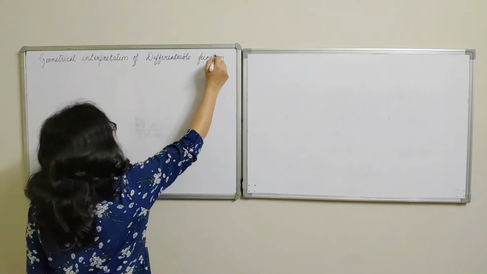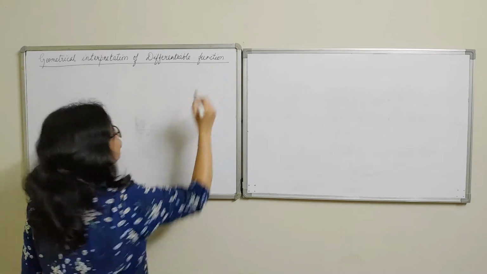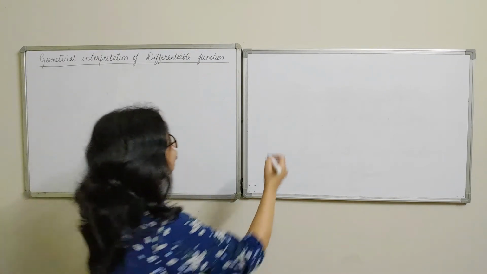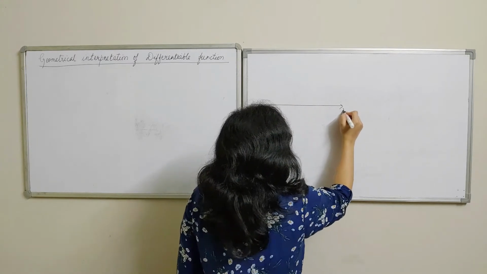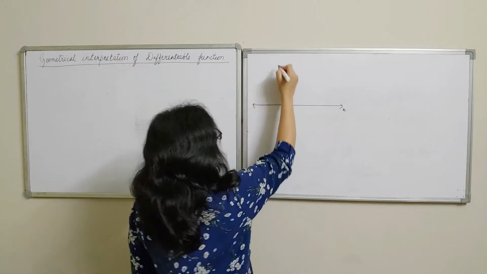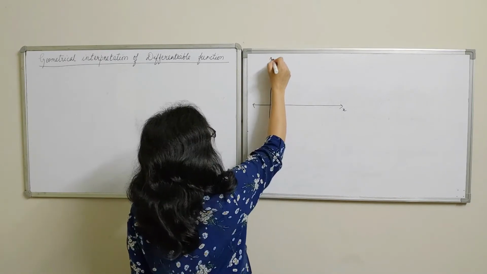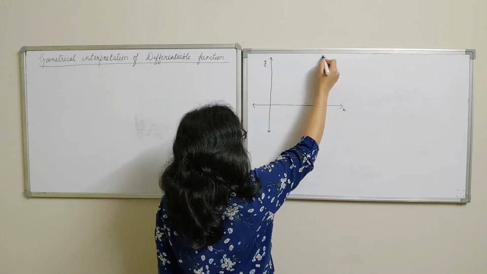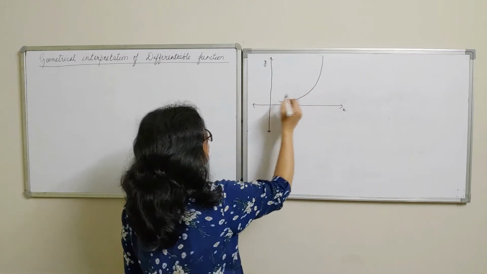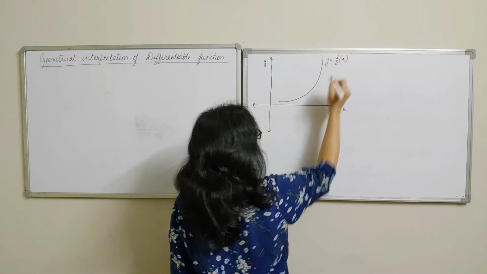We can also say geometrical interpretation of derivative of a function. So for this we need to draw a graph. We'll draw a graph of a function in the first quadrant. It can be drawn anywhere, but for convenience sake, it's being drawn in the first quadrant. So this is the curve of some function y is equal to f(x).